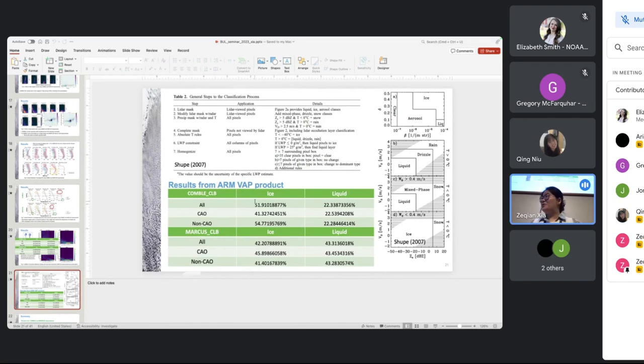For the original VAP product, they not only focus on ice and liquid, like these figures show here; they also have mixed phase, drizzle, rain, and snow. That's why these two numbers don't sum up to 100%. Sorry for the confusion, I should have mentioned it earlier. Is this for the cloud or for the hydrometeor? Hydrometeor. Okay, so this is the same precipitation type. Okay, I see. Thank you so much.